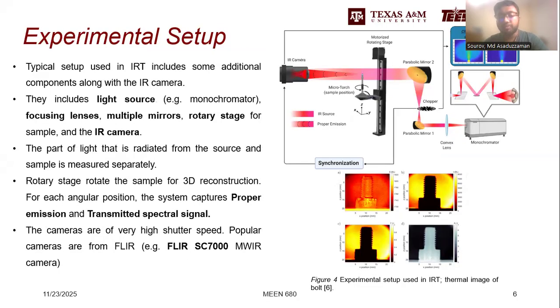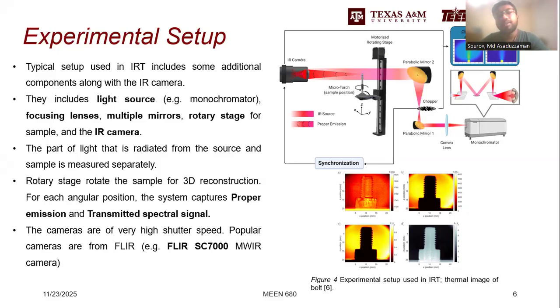Now, this is a typical experimental setup for IRT, especially in research or high precision applications. It includes several additional components beyond the camera itself. A light source such as a monochromator or pulse lamp may be used for active thermography. Optical elements like focusing lenses and mirrors help direct radiation precisely toward the detector. The sample is often mounted on a rotary stage, allowing the system to capture different views for three-dimensional reconstruction.